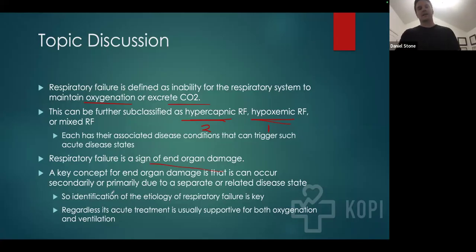A key concept to understand about end organ damage is that they can be entities that are secondary or primary. This basically means that you can have an AKI from hypovolemia, that's a regular AKI, or you can have an AKI due to infection. And both are signs of end organ damage, but one entity is specifically related to kidney function and kidney recovery, but the other is also assuming that there's a separate entity at play that needs to be treated separately.